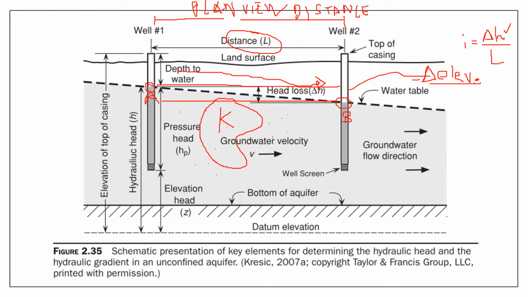Right? So we just take distance L as a plan view distance for simplification purposes. Now that gives us I. And then finally we just need the cross-sectional area A, which will depend on the extents of your aquifer. So that's how Darcy's law works. This is just an example for an unconfined aquifer.